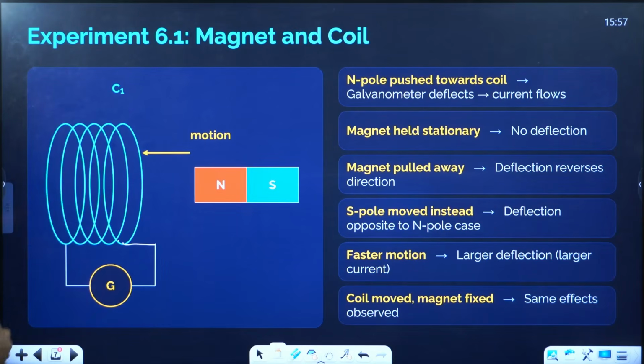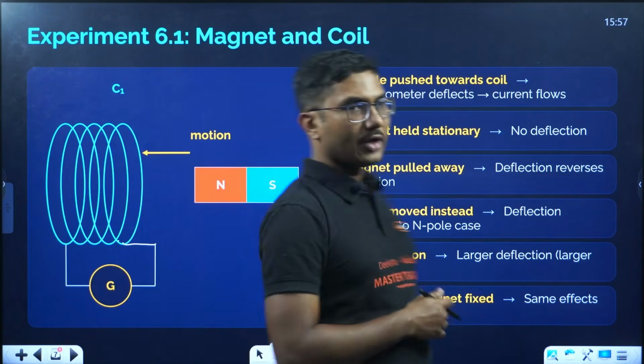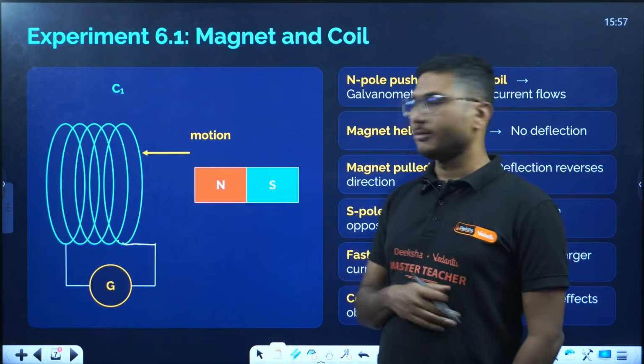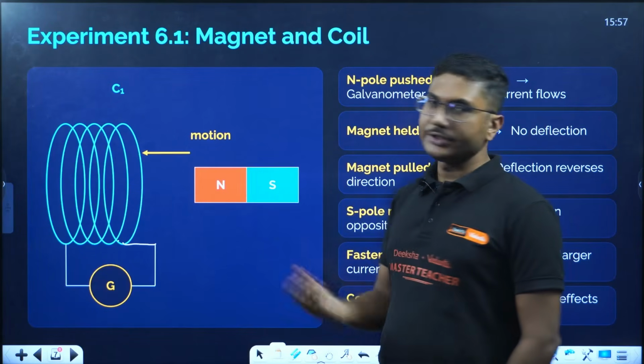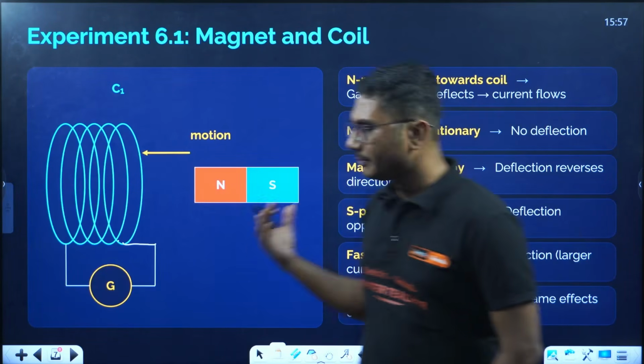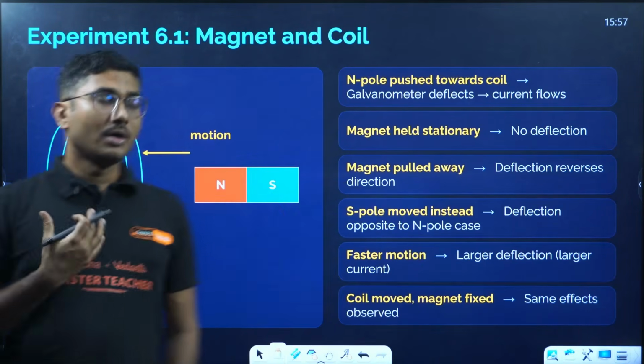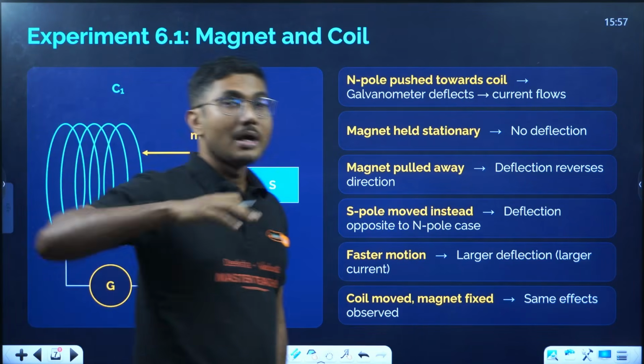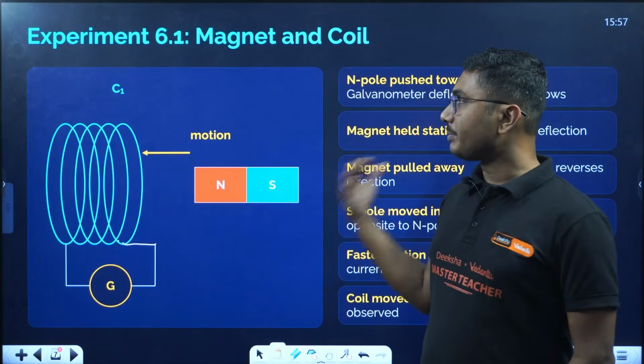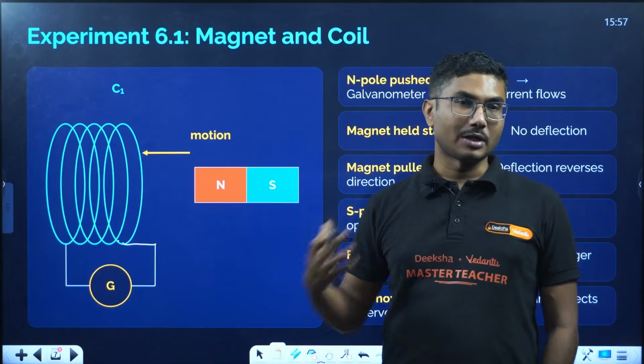If you see, there is a coil through which current is allowed, and we have a galvanometer. We have a coil and we have a galvanometer. This is the first experiment. We will improve on this experiment. This experiment is asked in your exam many times: explain the coil magnet experiment.